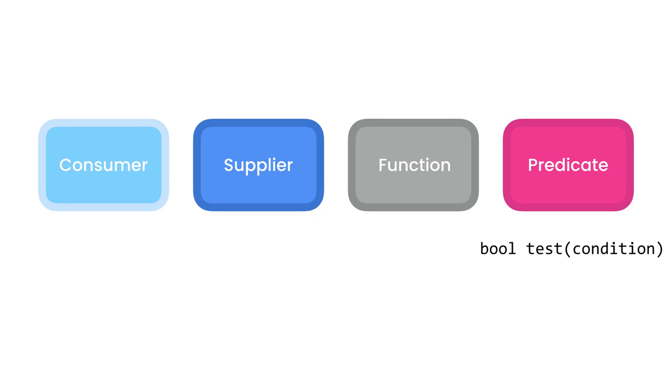For example, with the predicate interface, we can get the customers who don't have a phone number or courses that are older than 2 years. Next, we're going to look at the consumer interface.